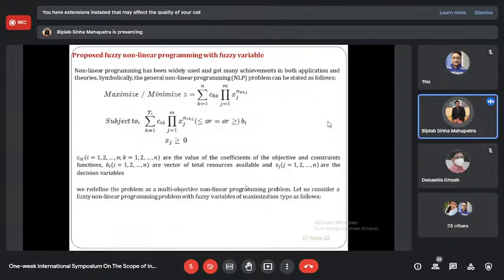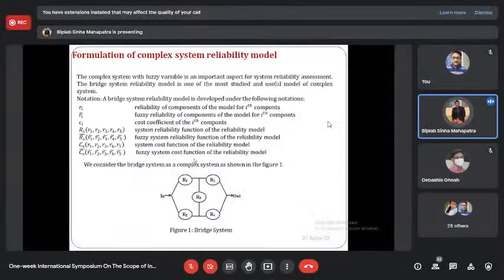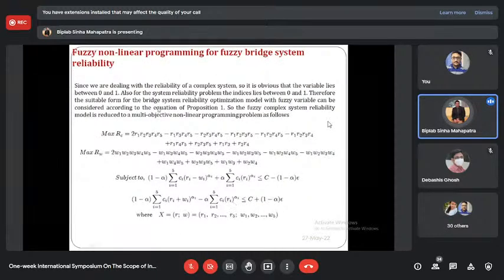Now, this is the proposed fuzzy nonlinear programming with fuzzy variable. This is the most important part of this article because this is new to the literature that we are giving. Now, this is the formulation of the complex system reliability model. This can be done in another way, so this is not new to you. You can construct this type of problem a lot. Even in industry, you can take an industrial problem, and accordingly we have calculated the reliability. Then we apply our method to this problem. Done.